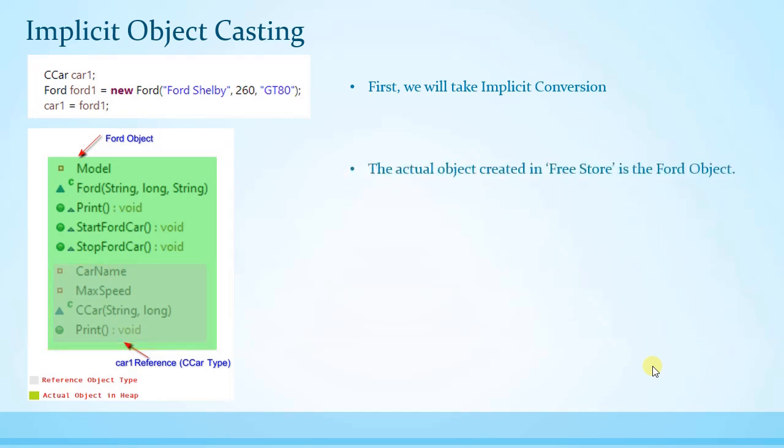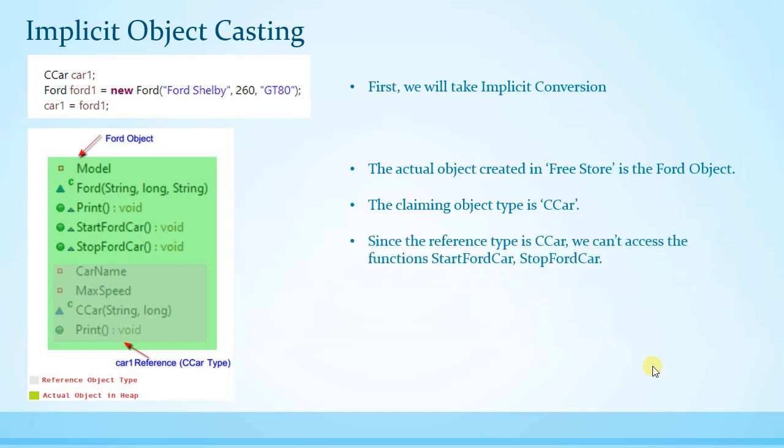The actual object created in the free store is a Food object, because in the new keyword we are asking for Food. So the Food object will be constructed, and memory is allocated for the Food object, and that will get stored in the heap. The claiming object type is CCar. That means here we are handing over the food1 reference to car1. Car1 is actually CCar. So that's what we are saying. The claiming object means the object which tries to access that heap location. So we call this a claiming object, and the claiming object type is CCar.